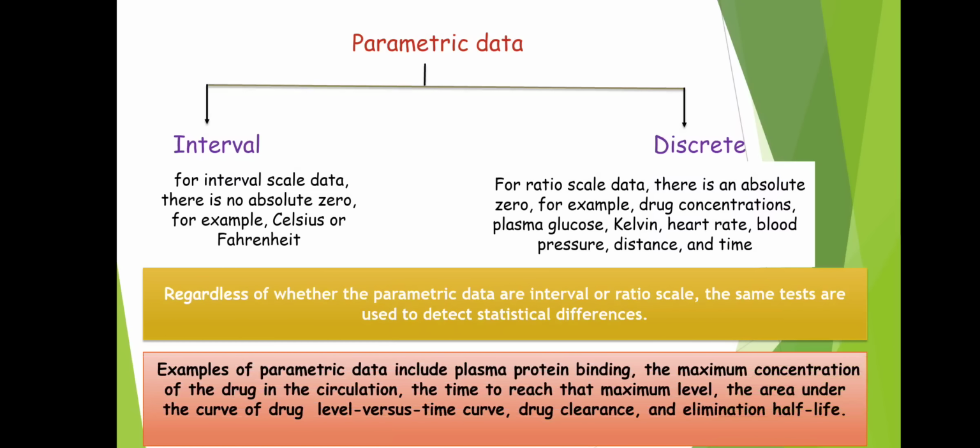Examples of parametric data include plasma protein binding, the maximum concentration of the drug in the circulation, the time to reach that maximum level, the area under the curve of the drug level versus time curve, drug clearance and elimination half-life. So you can see all these things need calculation.